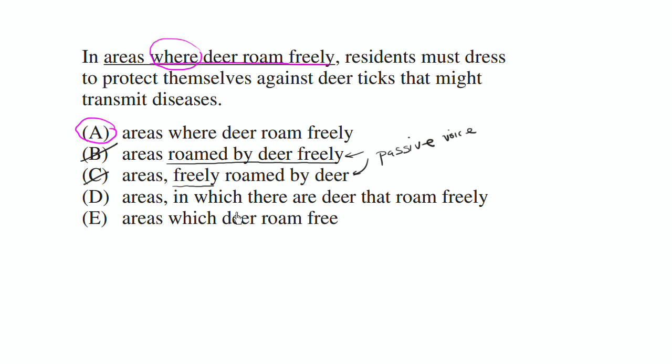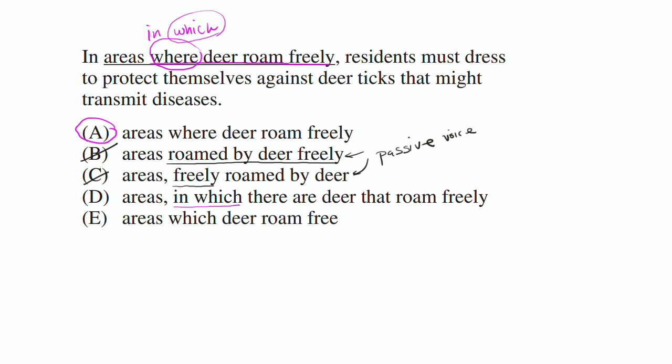Areas in which there are deer that roam freely. So the in which part is okay. You could replace a where with an in which, where in this case the which is the relative pronoun, and we put a preposition here to talk about, well, how do we relate to the area? Are we doing it on it? Are we doing it in it? Where are the deer? Well, the deer are in it. They're in which. So areas in which deer roam freely. So this, you could say in areas in which deer roam freely.